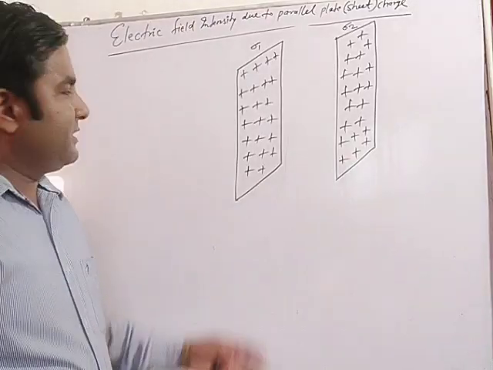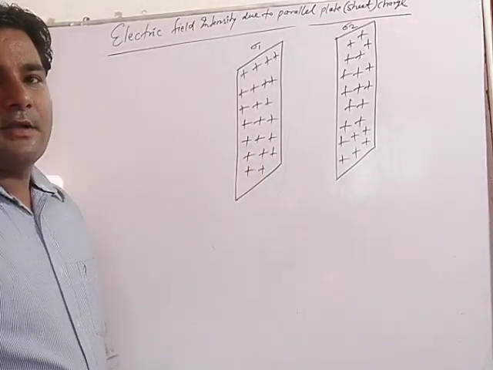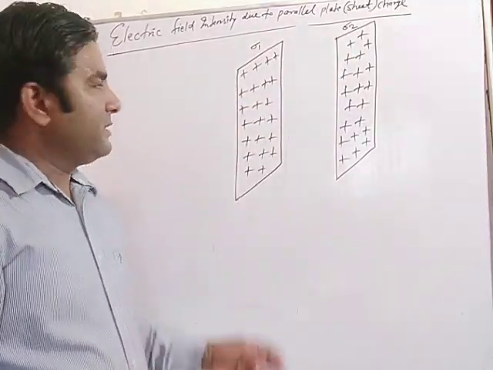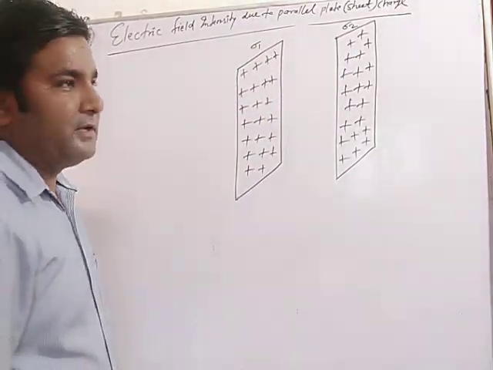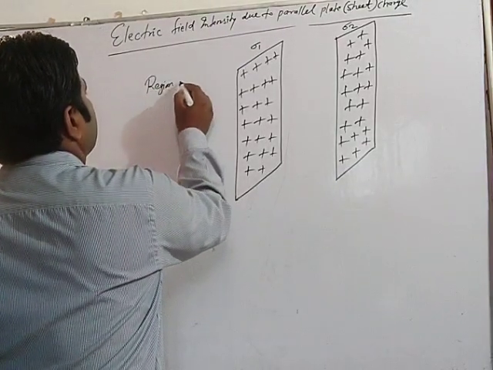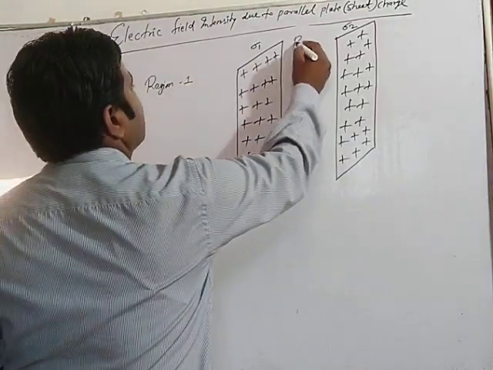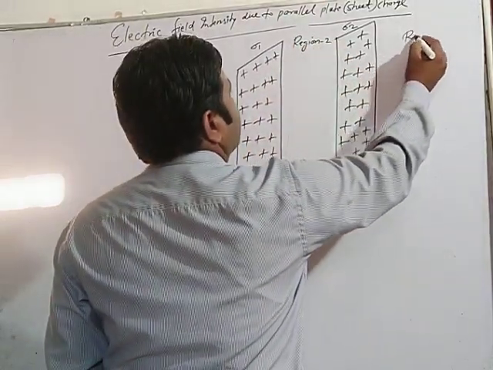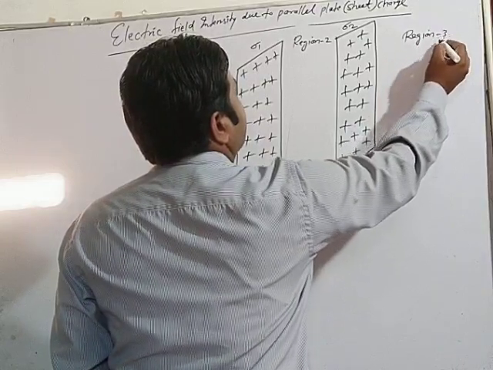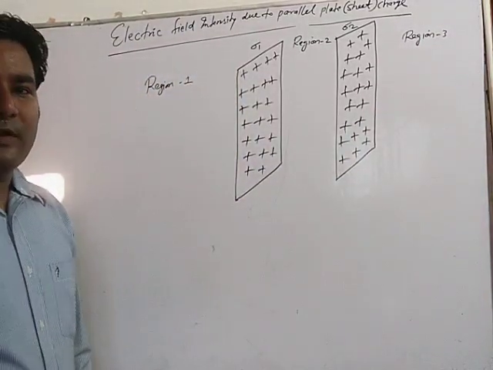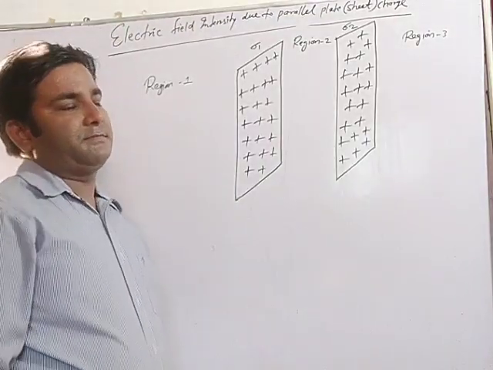Now these two sheets, positively charged with different charge densities sigma 1 and sigma 2, divide the region into three parts. This is region 1, this is region 2, and this one is region 3. Here are three different regions, and in each region we have to calculate the electric field intensity.